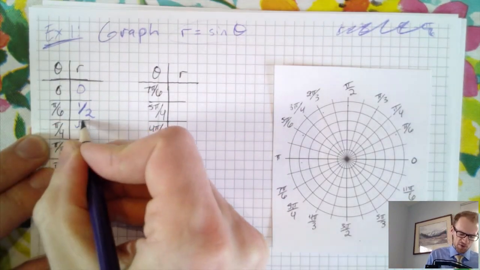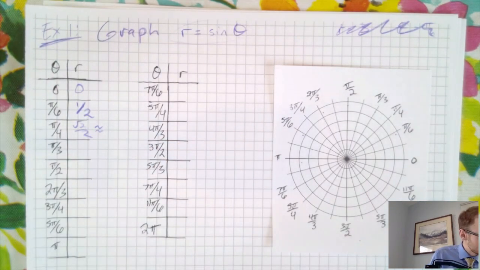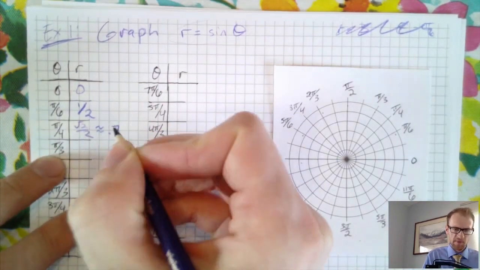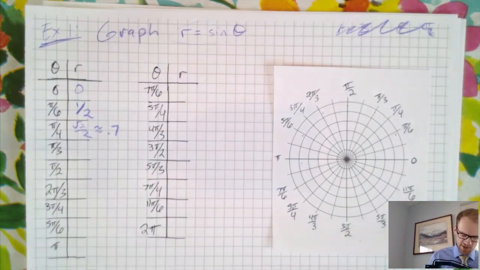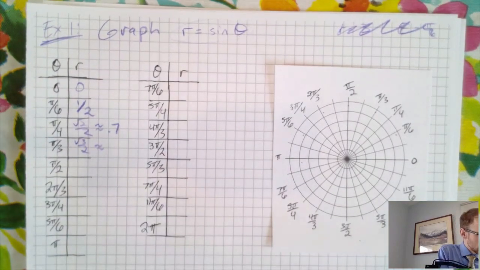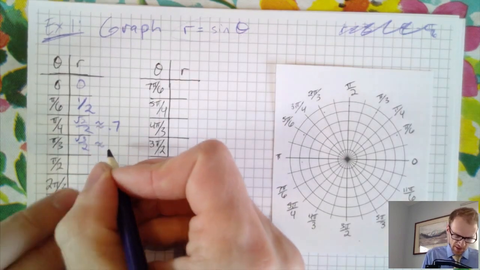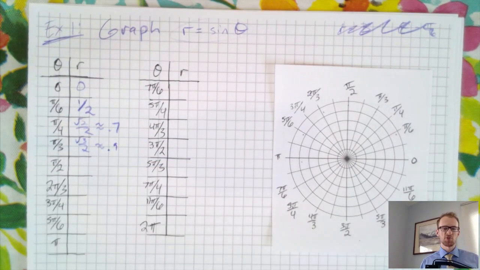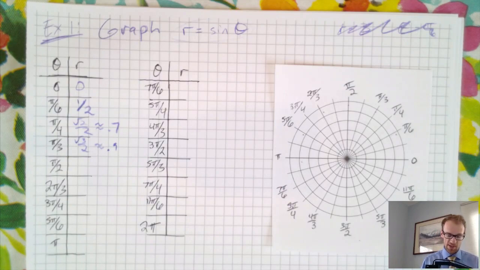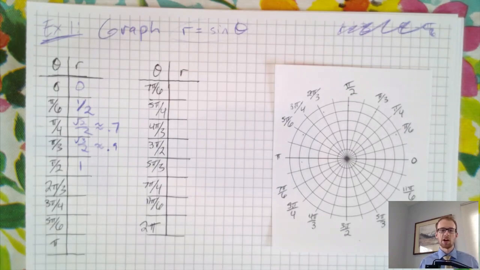Sine of pi over 4 is root 2 over 2, and let's approximate that with a decimal so it's easier to graph. Root 2 over 2, I think, is 0.7. Yep, roughly 0.7. Sine of pi over 3 is root 3 over 2, which is roughly 0.87, so we'll call that 0.9. We'll just round to the nearest tenth. And the sine of pi over 2 is 1. Okay, we'll stop and we'll graph those points.